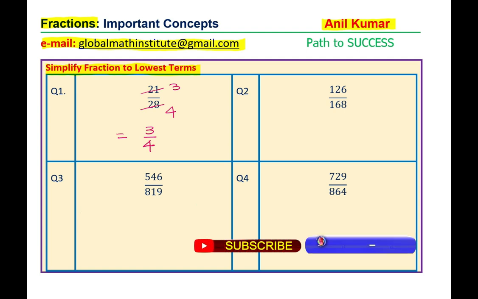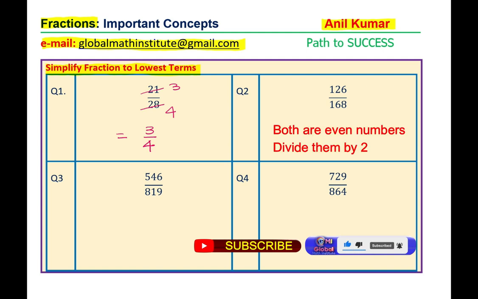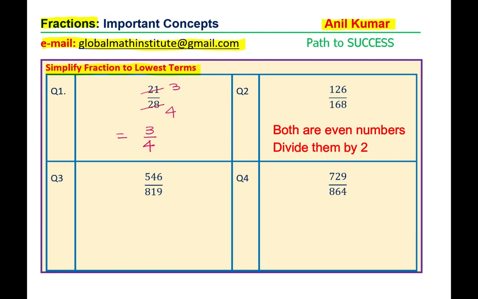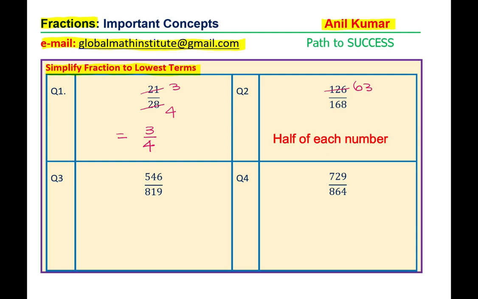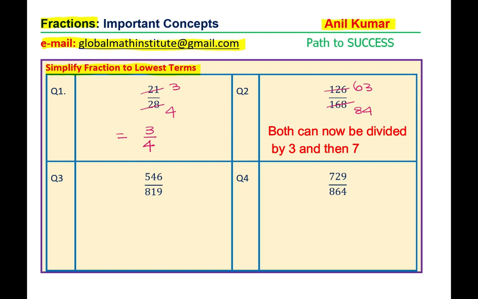The next one here is 126 over 168. You can see that these are both even numbers. So the first step is we are going to divide both by 2. When I divide by 2, I get 63 in the numerator. In the denominator, when you divide 168 by 2, half of this is 84. So we have 63 over 84. 3 plus 6 is 9, and 8 plus 4 is 12, so both can be divided by 3, right? And 7 times 9 is 63. 7 can also help us to divide it further, but we'll go in steps.